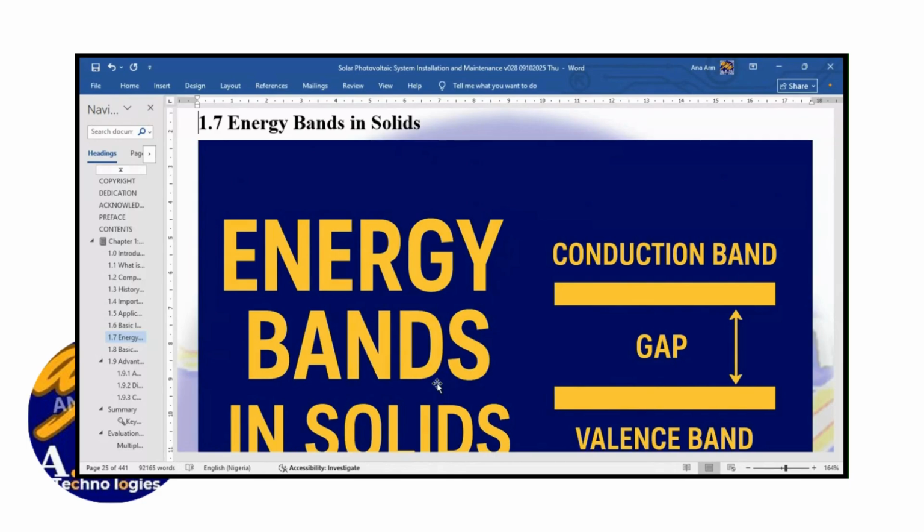Chapter 13, New School Physics for Senior Secondary Schools, 2016 edition. Chapter 4, New Chemistry for Senior Secondary Schools, 2016 edition.